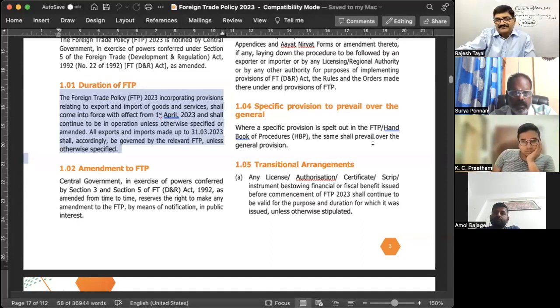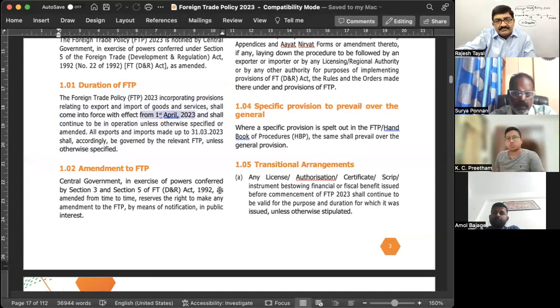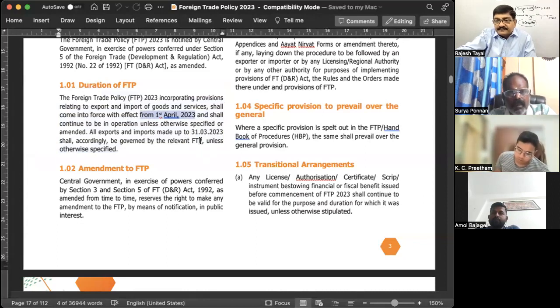So now underline the date. From which date? Effective from 1st April 23. Note down the date, underline the date. New foreign trade policy effective from 1st April 2023.